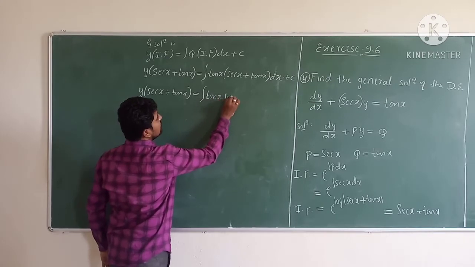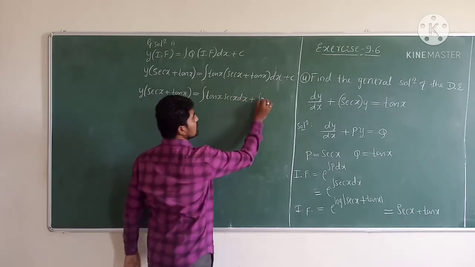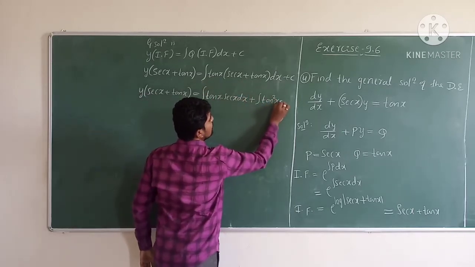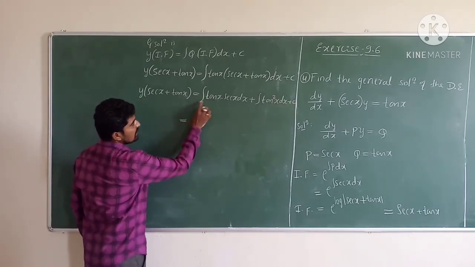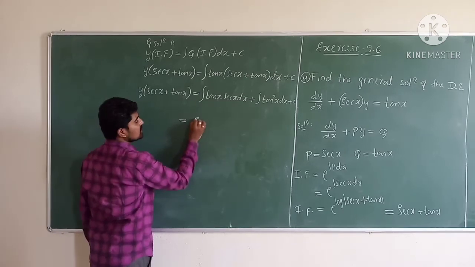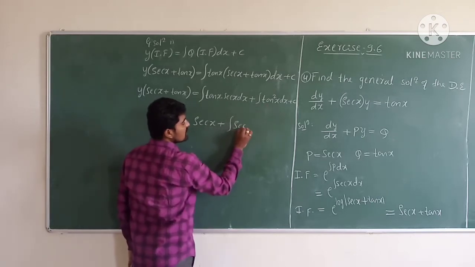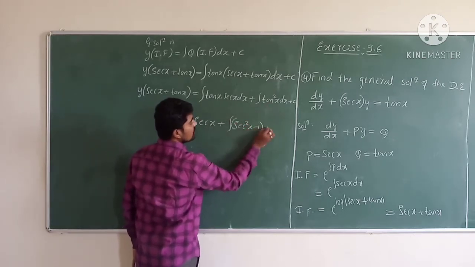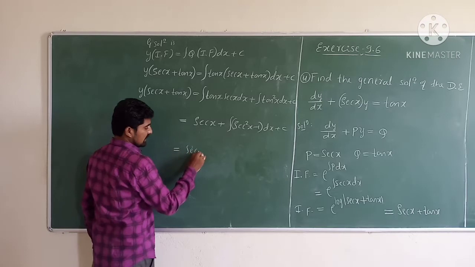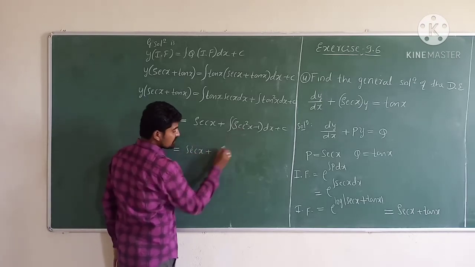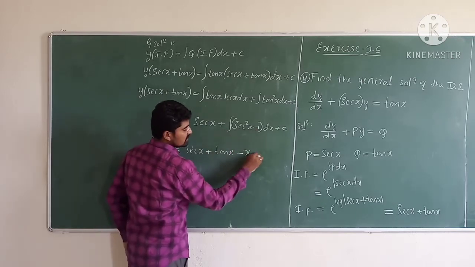tan x into secant x dx plus the integration of tan x into tan x, tan square x dx, plus the integral constant. Now, the integration of tan x into secant x dx is secant x, plus the integration of tan square x, which can be written as secant square x minus 1, with respect to x plus c. Therefore, secant x plus the integration of secant square x, which is tan x, minus the integration of 1 dx, which is x, plus the integral constant.